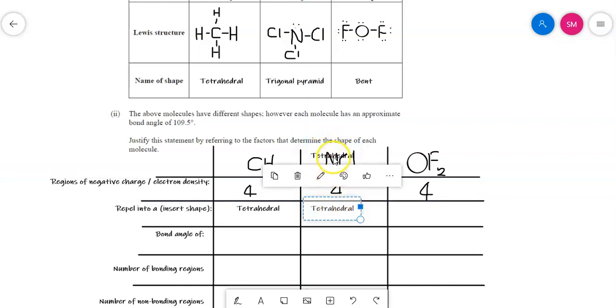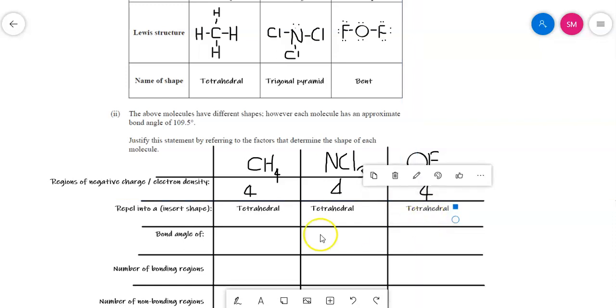Tetrahedral shapes all have a bond angle of 109 degrees. So that's why we'll put in the next one, 109 degrees is the bond angle of all molecules with a tetrahedral shape. And you can say 109 or 109.5, that's why they all have this bond angle of 109.5 degrees.